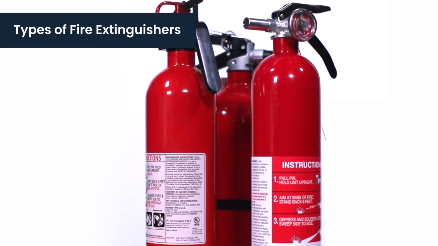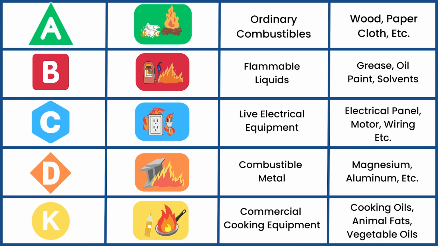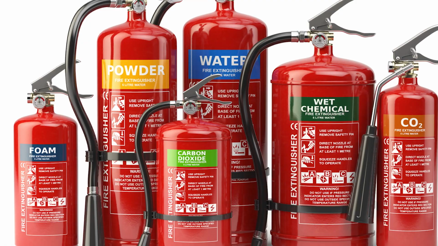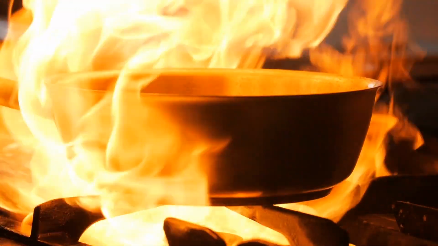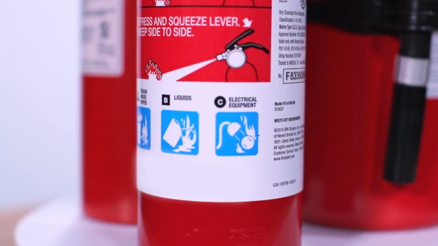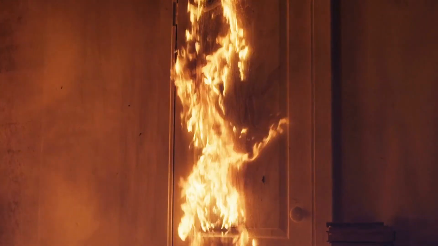As previously mentioned, there are 5 different classifications of fires, which are Class A, B, C, D, and K. It's important to ensure that you're using the correct type of fire extinguisher for the specific class of fire you're dealing with. Before using a fire extinguisher, always double-check the label to confirm that it's appropriate for the fire class in question.